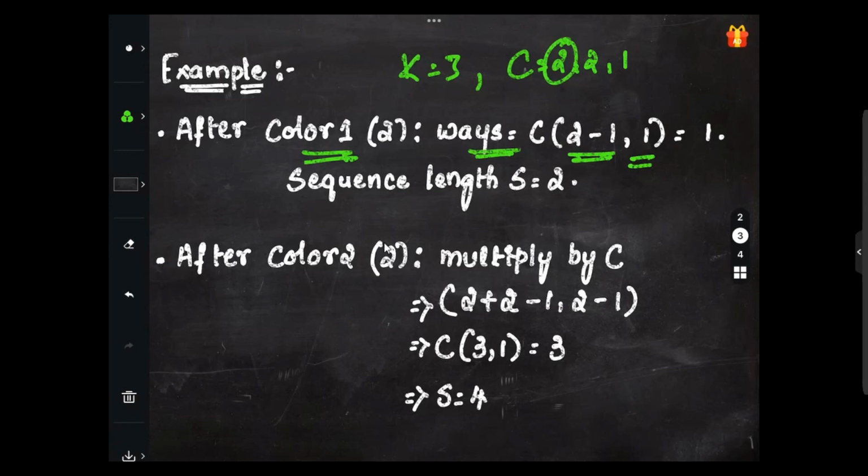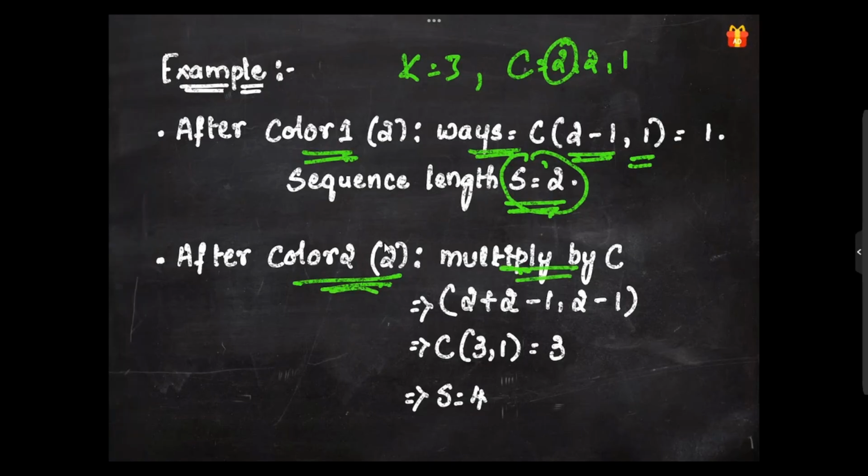So this one will be 1 comma 1. So sequence length s equals 2 here in this case, right? After color 2, because again we'll be moving on with the next one, we have to multiply by c. So this one will be 2, we have 2 minus 1. This one we have to add s, basically s plus ci minus 1. So this one will be c of 2 plus 2 minus 1, and again this remains 2 minus 1. So basically 3 comma 1 we'll get, right?